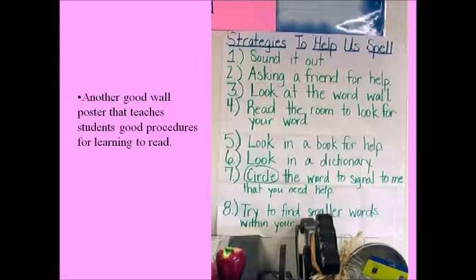Okay. Another good wall poster that teaches students good procedures for learning to read, here, strategies to help us spell. These are things that you've probably talked about in various mini lessons, and you're just keeping them and tallying them up, and there they are. You can use this as a visual to help them when they're reading, going around, or you're doing an individual conference. Look at number 3. Let's try that. Look at number 7.